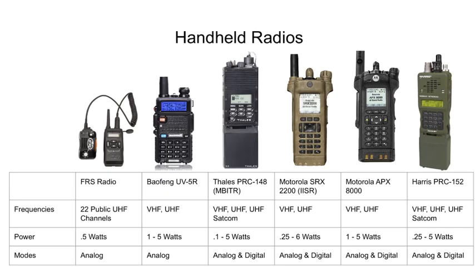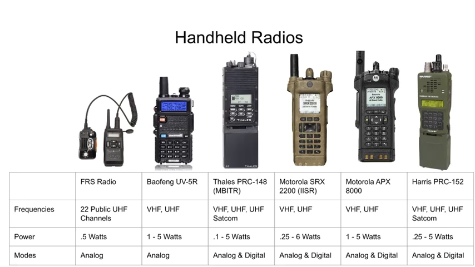So here are some examples of some common handheld radios. On the left we have some civilian radios. The farthest left, FRS radio, stands for Family Radio Service. That one specifically is made by Backcountry Access. That's common for backcountry skiers and climbers and things like that. But what the Family Radio Service is, is 22 predetermined channels.